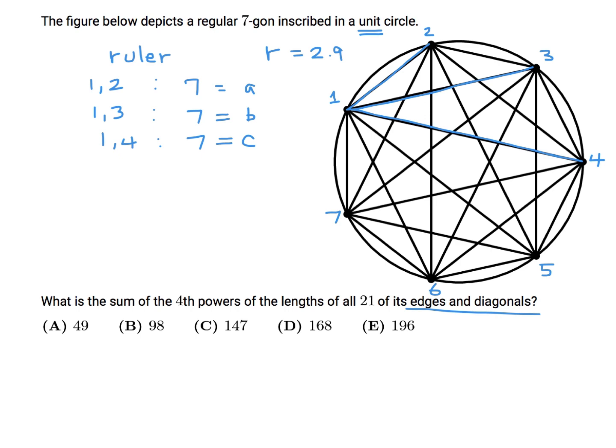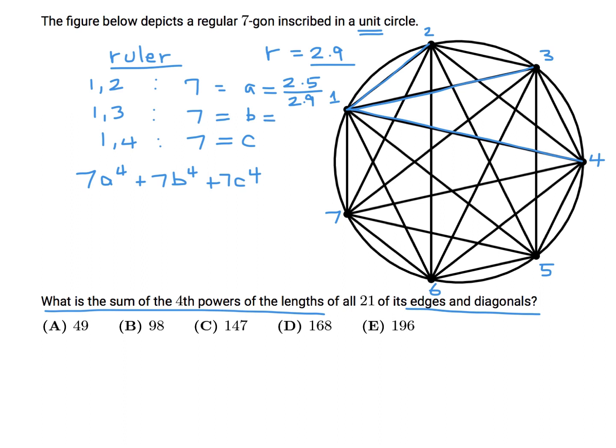So essentially what the question is asking us is to find 7A to the power of 4 plus 7B to the power of 4 plus 7C to the power of 4. That's basically what this means: the sum of the fourth powers of all the lengths. Okay, so take out your ruler, measure A. When you do, you get 2.5, but remember, we have to scale it down by 2.9 because it's a unit circle. When you measure B, you get a little bit bigger, 4.9, and you scale it down. And when you measure C, it's about 5.6, and we scale it down.